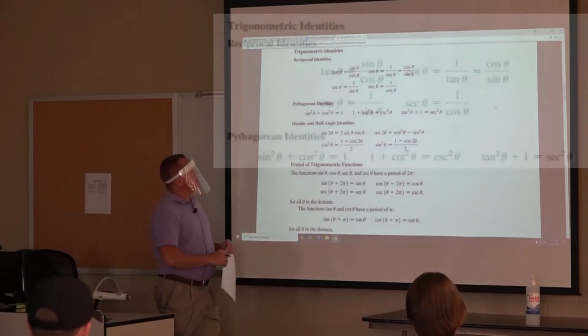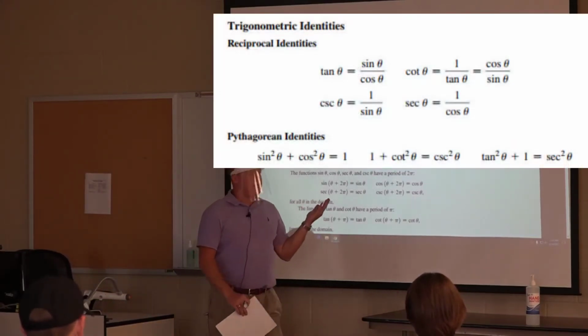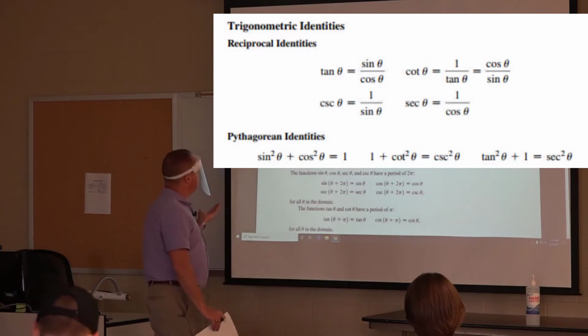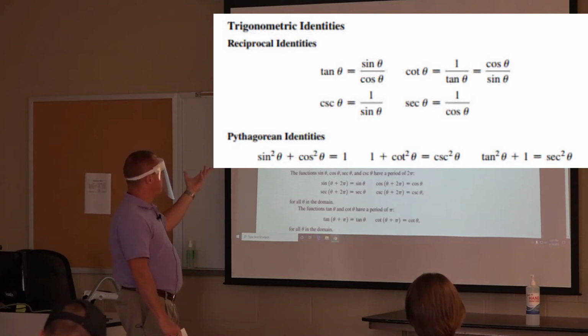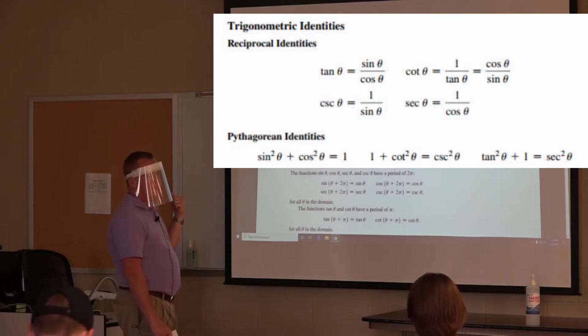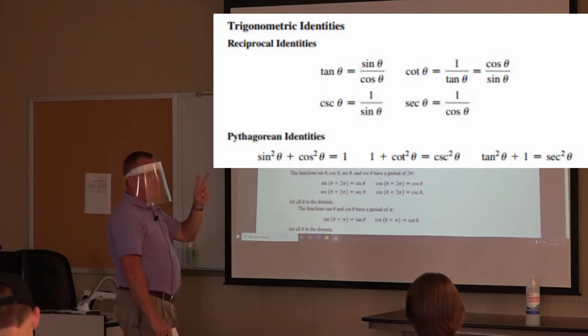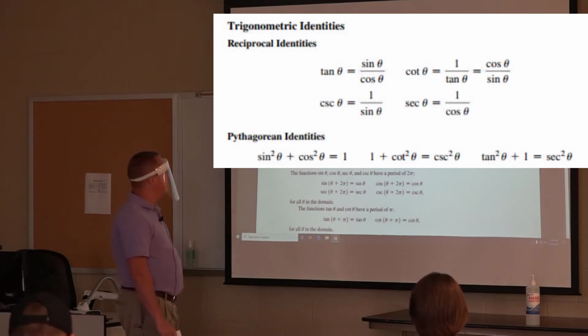All right, trig identities. Of course, remember tangent is sine over cosine, which means cotangent is cosine over sine. And then the reciprocal ones, we already talked about that. Cotangent is 1 over tangent, cosecant is 1 over sine, secant is 1 over cosine. So remember the S's and C's don't go together: cosecant goes with sine, and secant goes with cosine.